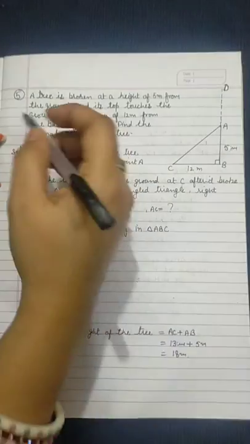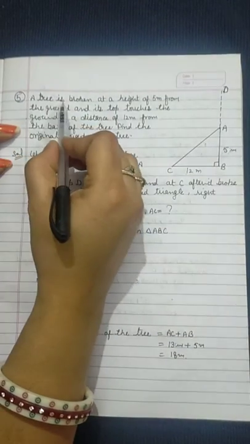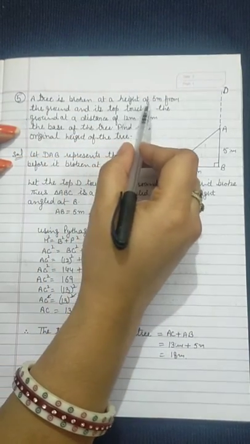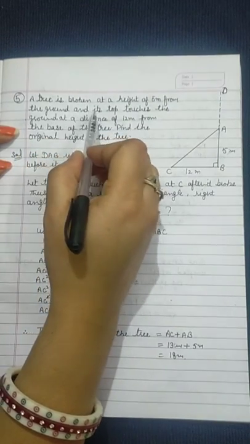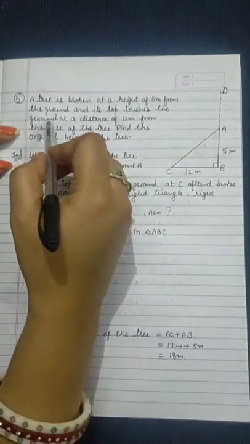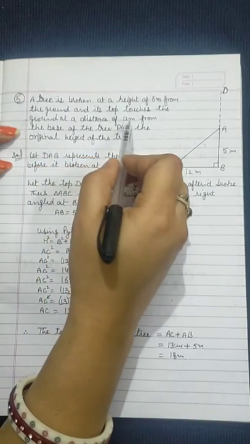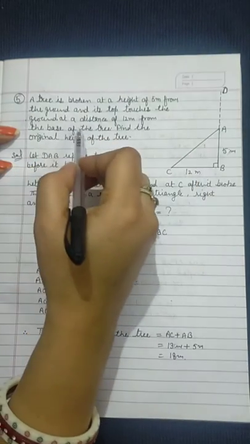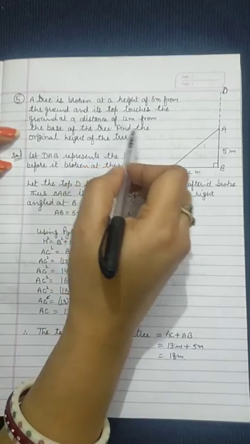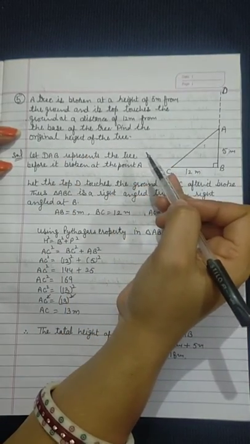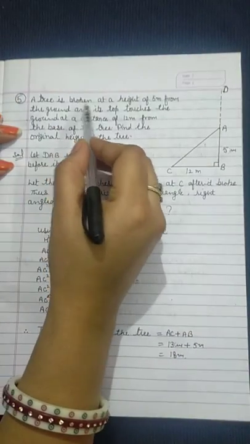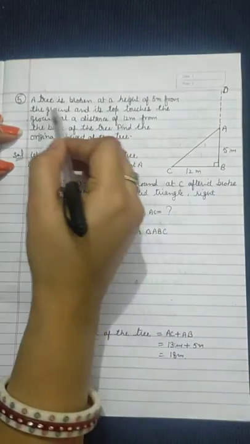Now question number 5. A tree is broken at a height of 5 meter from the ground, and its top touches the ground at a distance of 12 meter from the base of the tree. Find the original height of the tree. What is given to you here? A tree is broken at a height of 5 meters from the ground.